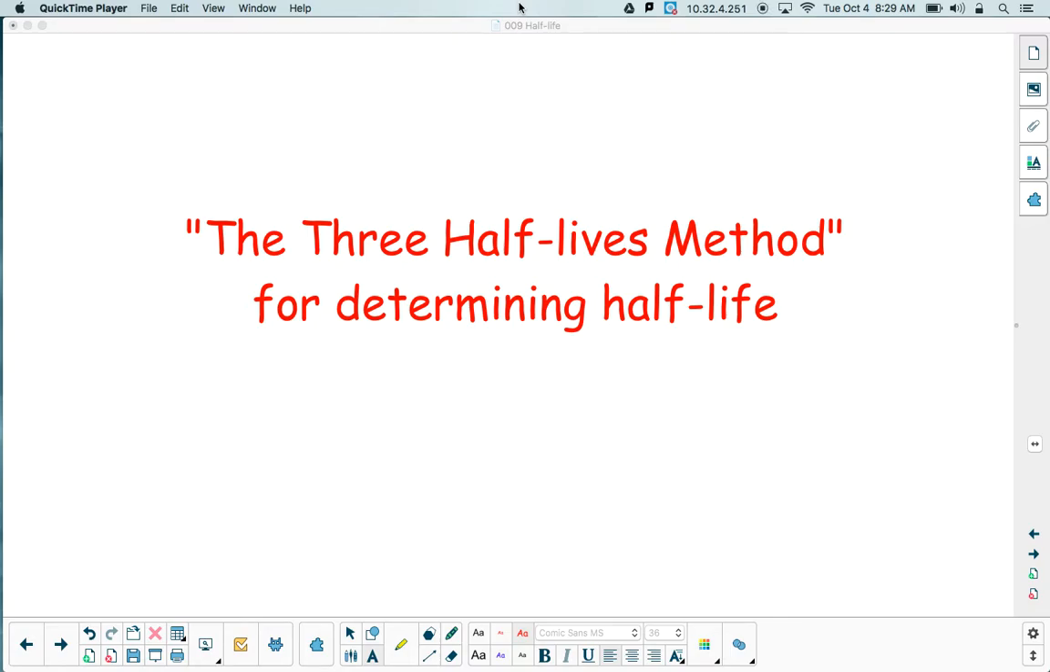The 3 half-lives method for determining half-life. This is a method that can be used when you don't know the half-life of a sample, but you've been able to collect a variety of data about the decay of your sample.